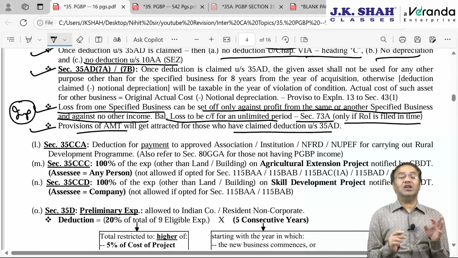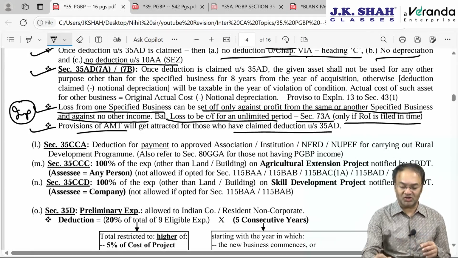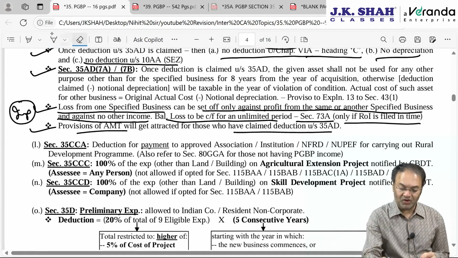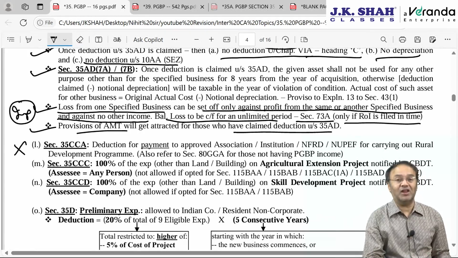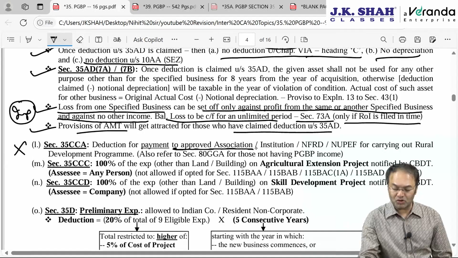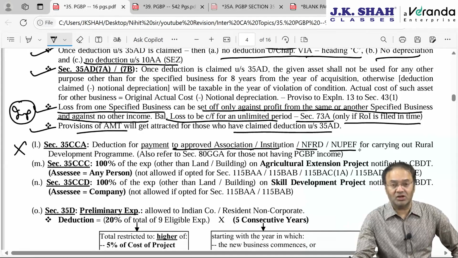So 35AD has always been an important section. Keep it in your mind. Nowadays, the institute has started asking MCQs. Next is 35CCA, which is totally unimportant expenditure. Payment for new PEF, NFRD, or payment to an approved institution or association. NFRD is National Fund for Rural Development, and new PEF is National Urban Poverty Eradication Fund.